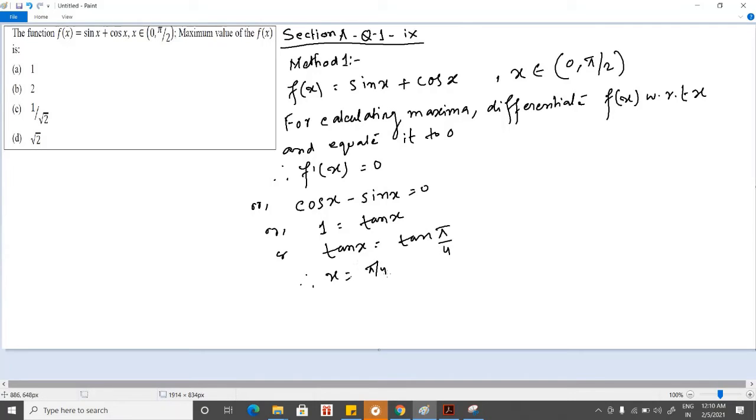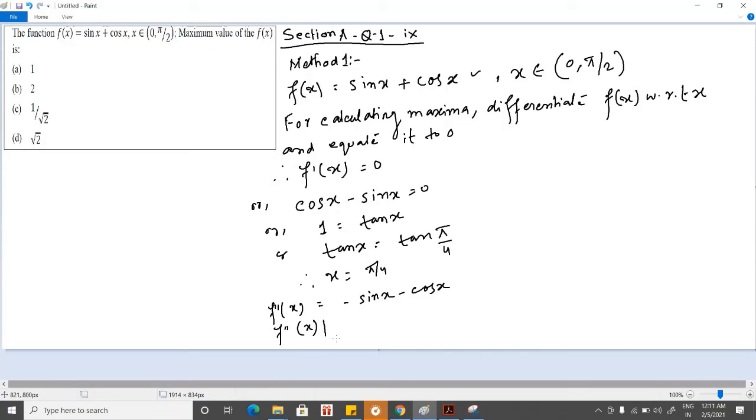Now to ascertain whether this pi by 4 is the maximum or the minimum value, we differentiate f(x) once again with respect to x. So we already have f'(x), we will find f''(x). f'(x) is cos x minus sin x. If we differentiate again, we get minus sin x, since the derivative of cos x is minus sin x and the derivative of sin x is cos x. So that gives us minus sin x minus cos x.